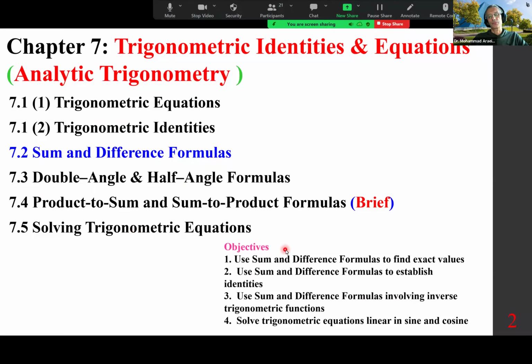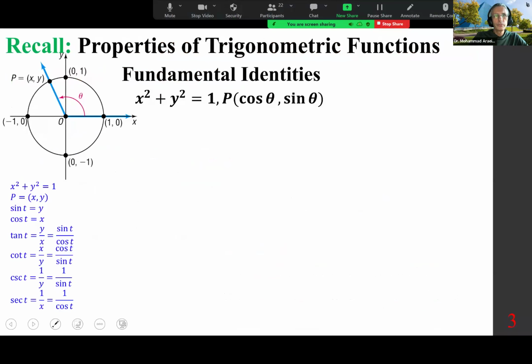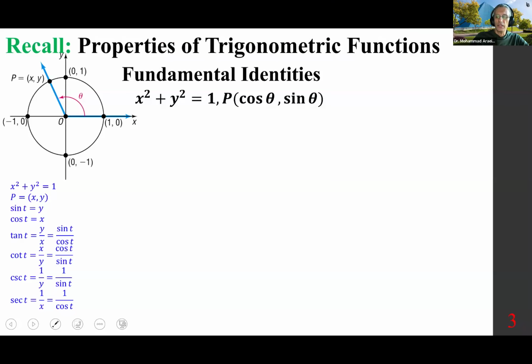The objectives are: use sum and difference formulas to find exact values, to establish identities, to formulate formulas involving inverse trig functions, and solve trigonometric equations linear in sine and cosine. Reminding you of the importance of fundamental identities that we have learned.